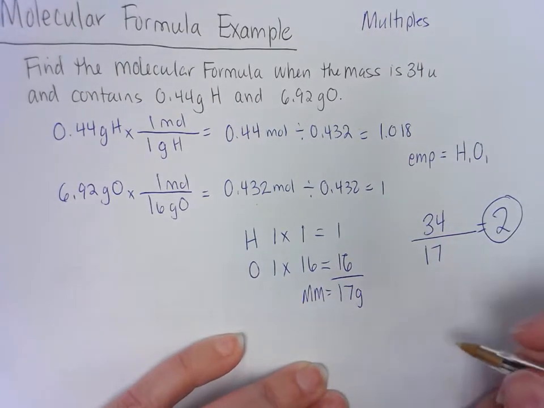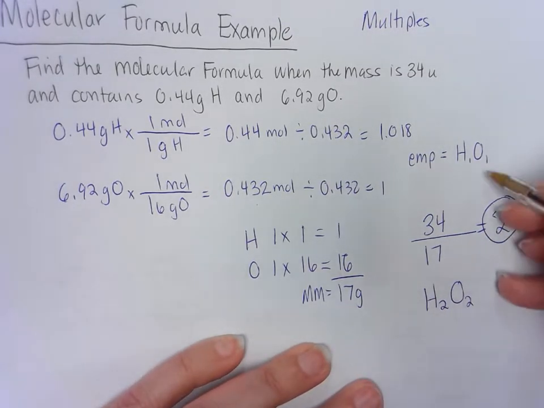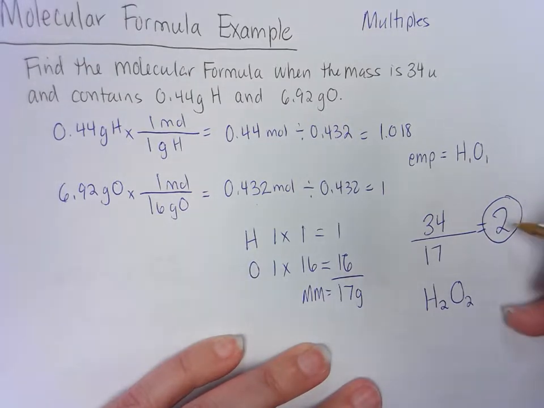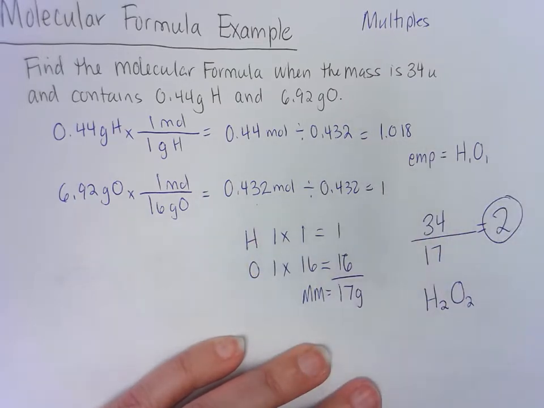So the end answer for this problem is going to be H2O2. We apply the factor to all of the existing subscripts in the empirical formula, multiplying them by 2. So the molecular formula for this problem is H2O2. When you're done, do not reduce this down, because you were asked to find a molecular formula, so it would have a multiple.